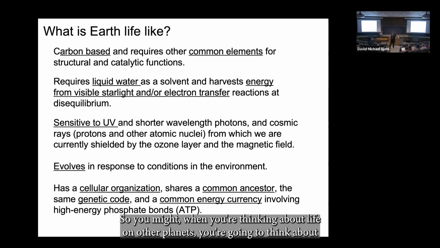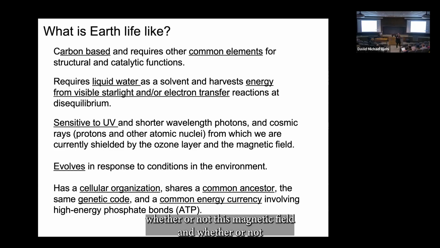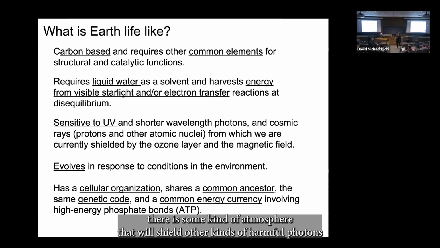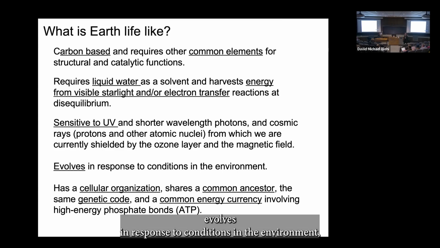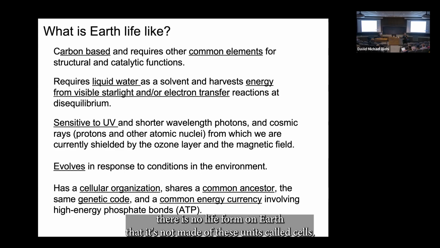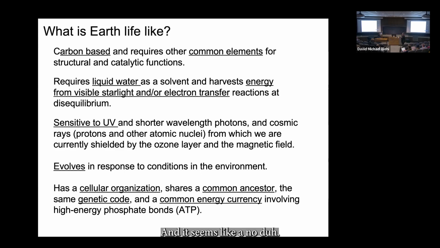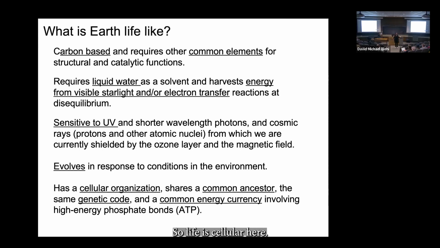So when you're thinking about life on other planets, you're going to think about whether or not there's a magnetic field and whether or not there is some kind of atmosphere that will shield other kinds of harmful photons from the surface. We know that life evolves. That's a fundamental feature. It evolves in response to conditions in the environment. And it has a cellular organization. You might not think about this very much, but there is no life form on Earth that is not made of these units called cells. It seems like a no-brainer, but there are other ways that you could do it. So life is cellular here.